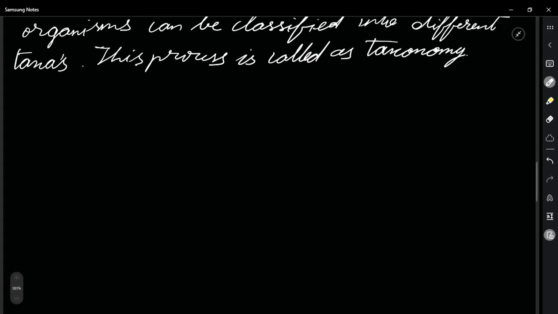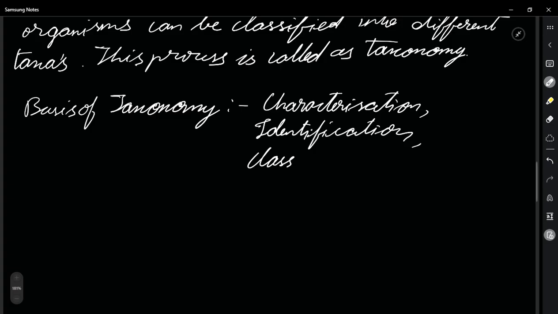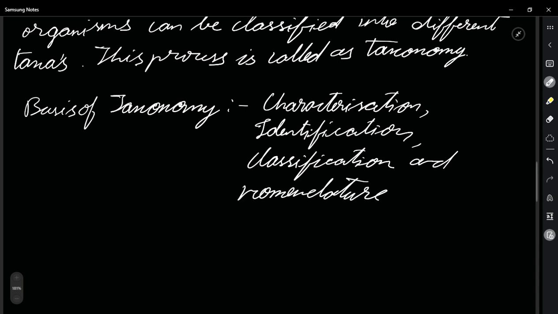External and internal structure along with the structure of cells, development process and ecological information of organisms are essential and form the basis of modern taxonomic studies. So let's see what are basic to taxonomy. Basis of taxonomy. The basis of taxonomy are characterization, identification, classification, and nomenclature. These are the basis of taxonomy.